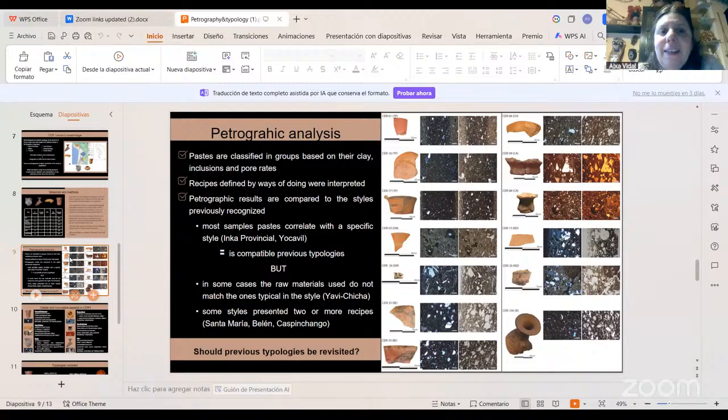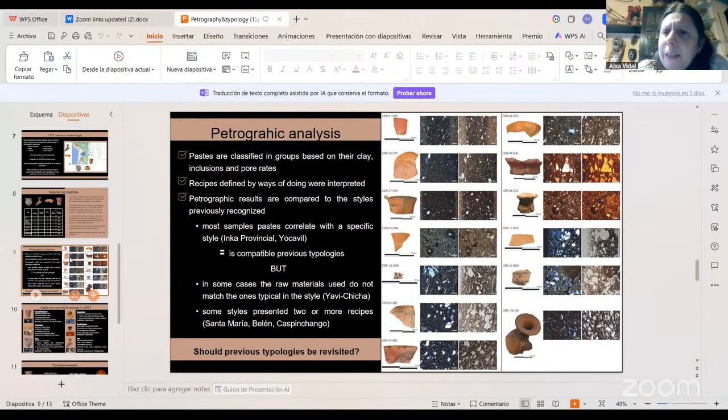But in some cases, the raw materials used do not match the typical ones. Some styles were expected to have a specific composition that's not followed in the materials we have in Cerrillos. For example, Yavi Chicha, the one that comes from northern Bolivia, northern Argentina, southern Bolivia, if you remember. And there are other styles that presented 2 or more recipes that were not the same type, if we consider it in broader terms, in other kinds. For example, Santa Maria, Belén, or Caspinchango.